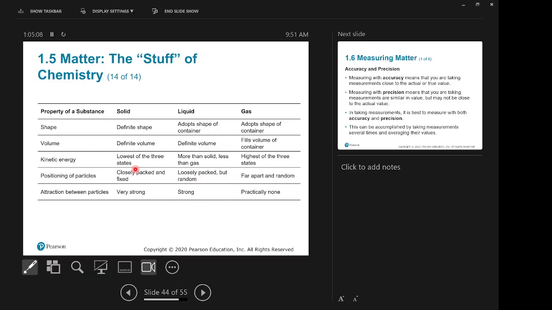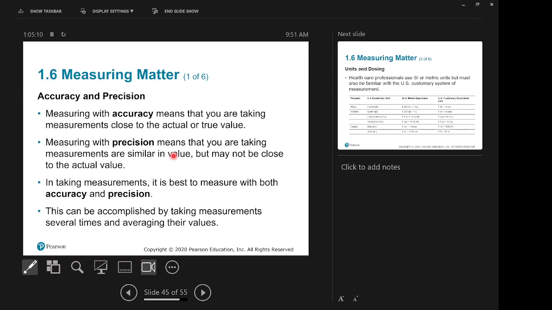Again, this is a summary of what we just talked about. Right here, we're going to talk about accuracy and precision. These are what involve uncertainty. Measuring with accuracy means that you're taking a measurement that's close to the actual or true value, but you can be very far apart for each measurement. It just has to average to be that true value.